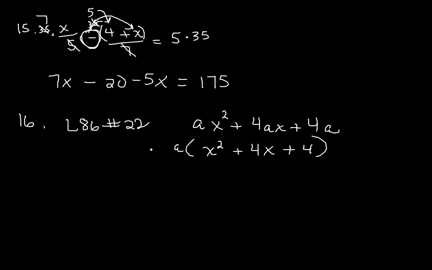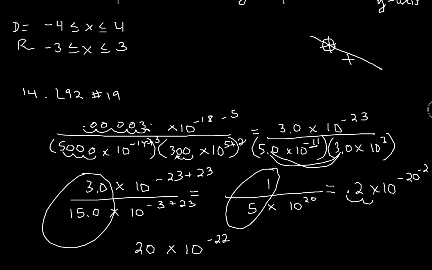So this one you want to factor something out first. When it says factor completely, you have a good idea that there's going to be 2 steps to this problem. So you're going to get x plus 2, and that's it. All right, that should be pretty easy on the test. Just make sure you take out the common monomial factor first.